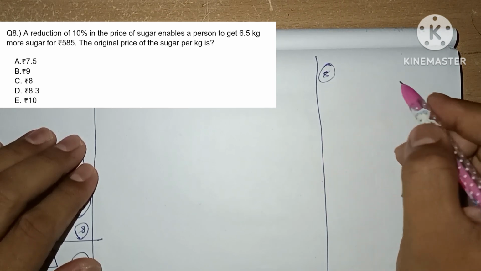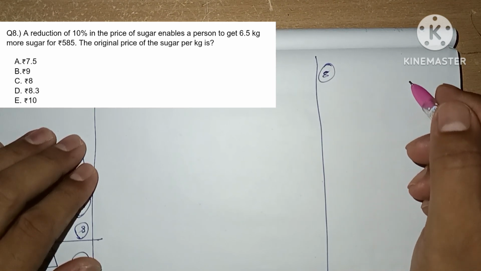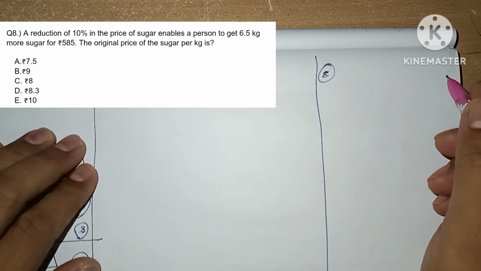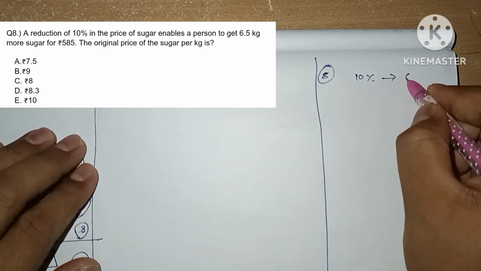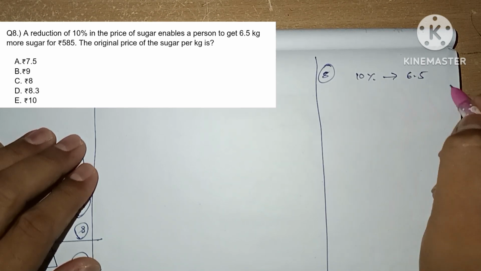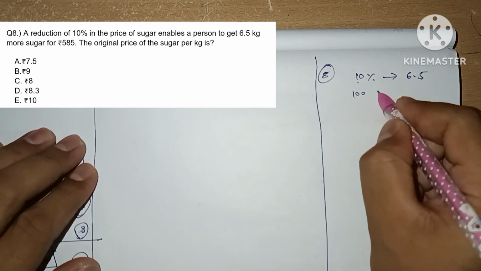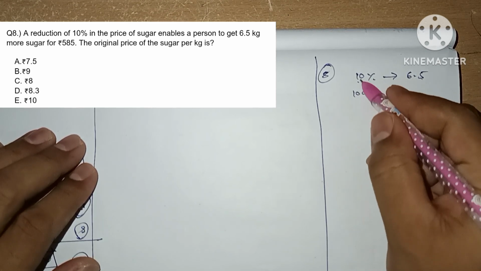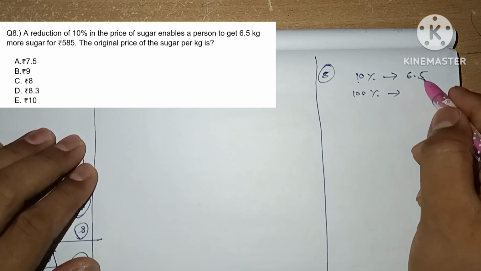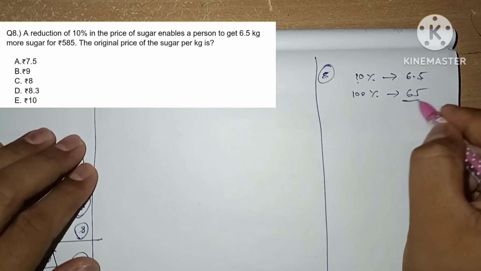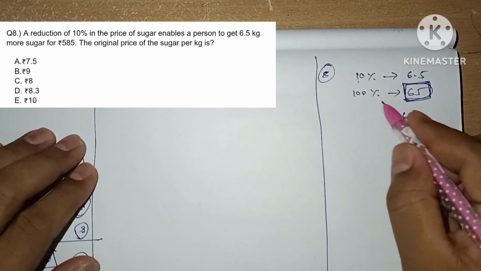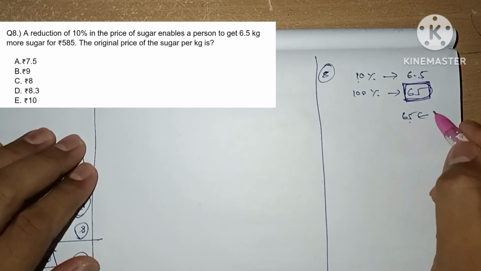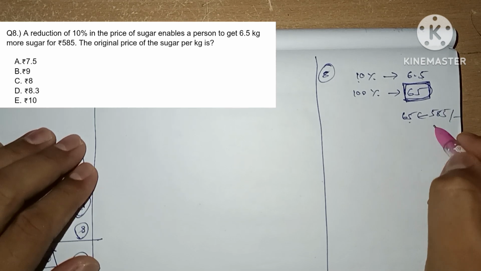A reduction of 10% in the price of sugar enables a person to buy 6.5 kg more sugar for 585 rupees. The original price of the sugar per kg is what? Here, due to 10% reduction, he is able to buy 6.5 kgs more. So this is the 10% value. Let's take a 100% value. Totally he can buy 10 into 6.5, which will be 65. So this is the present: he is able to buy 65 at 100%, means 65 kg at 585 rupees at present.